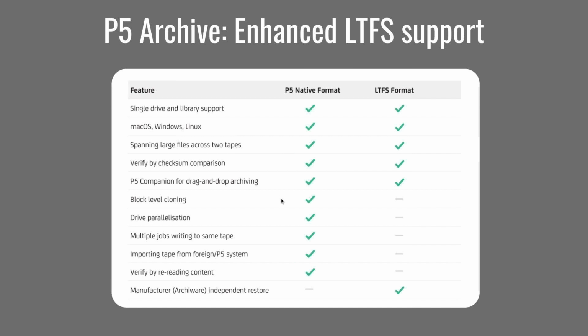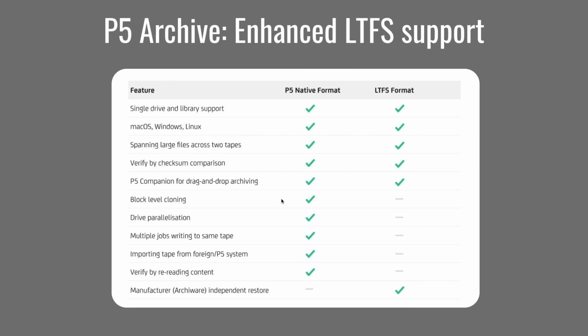Things that aren't supported on the LTFS side are block level cloning. So this is a feature that's much used by P5 archive customers who want to have their data written across 2 tapes simultaneously. So if you've got 2 tape drives, with the native P5 LTO format, you can have 2 tapes being written that have identical blocks, identical data. One is a replacement for the other. So often people take one tape off site for redundancy, geographical separation, and so on. Can't do that with LTFS because the LTFS spec just doesn't allow that block level access.